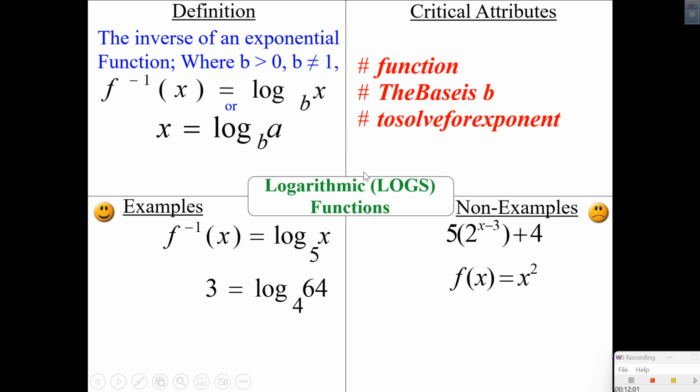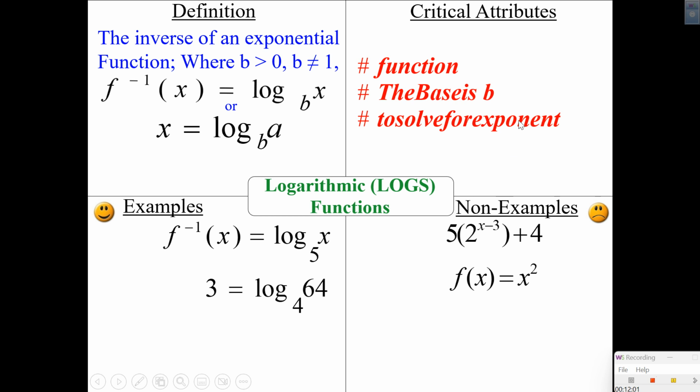Now, logarithmic functions came about from mathematicians who were trying to figure out how to solve linear functions, quadratic functions, and all the other functions. But when it came down to exponential functions, they were trying to figure out how to rewrite that in an algebraic way so that we can solve for the exponents. And they came up with logarithmic functions.